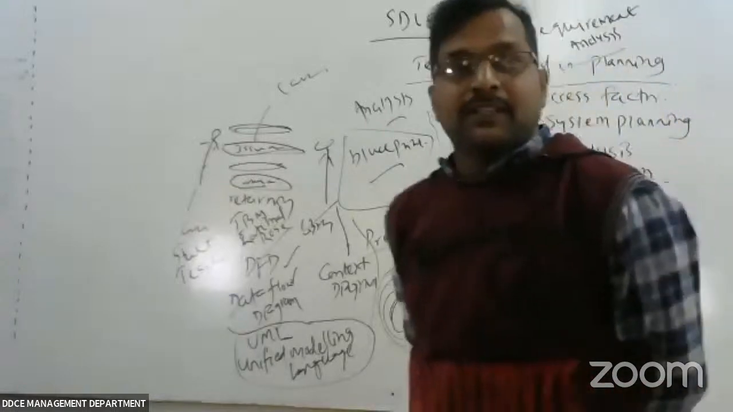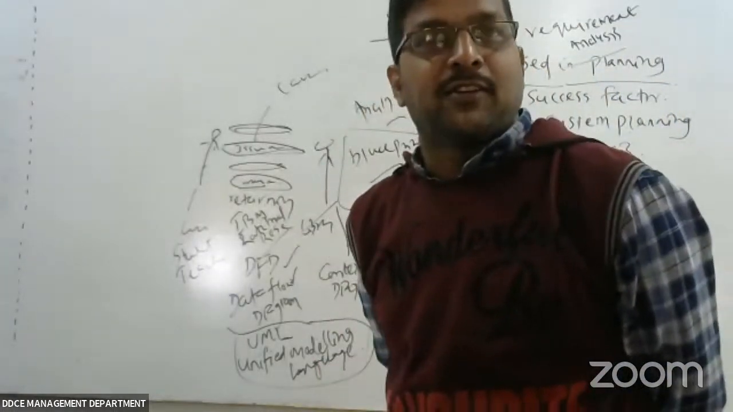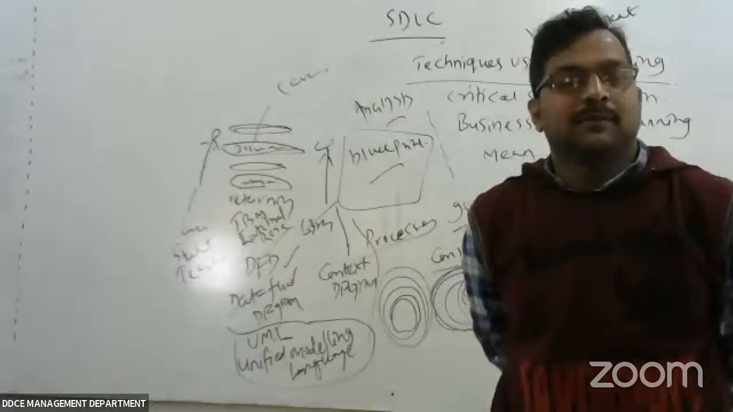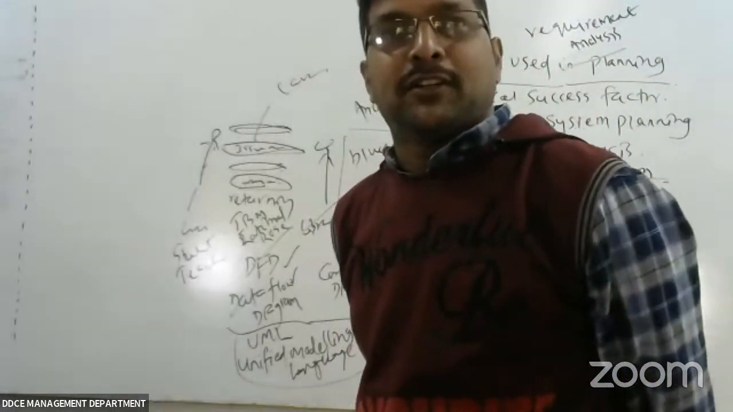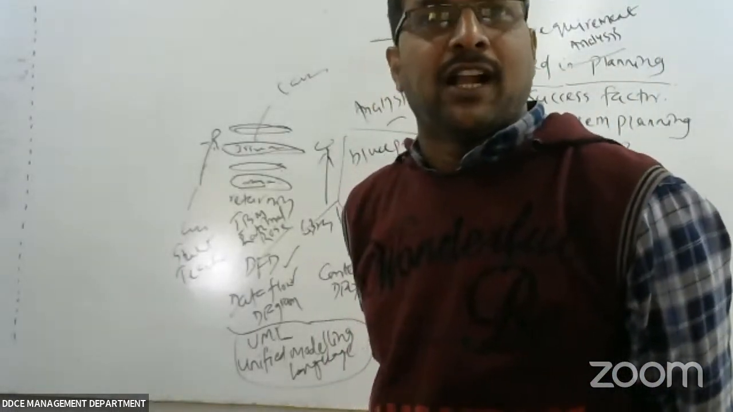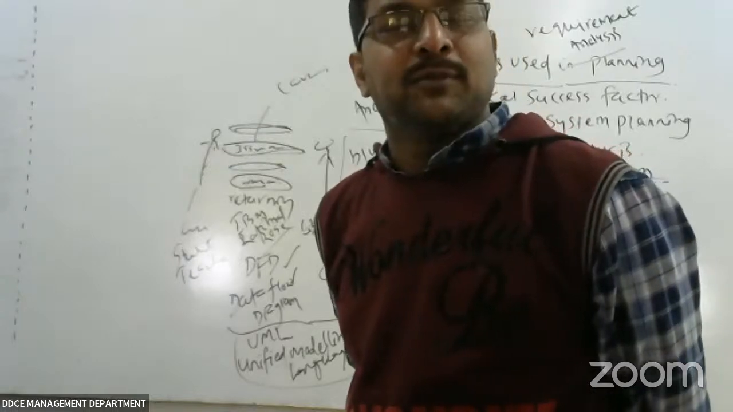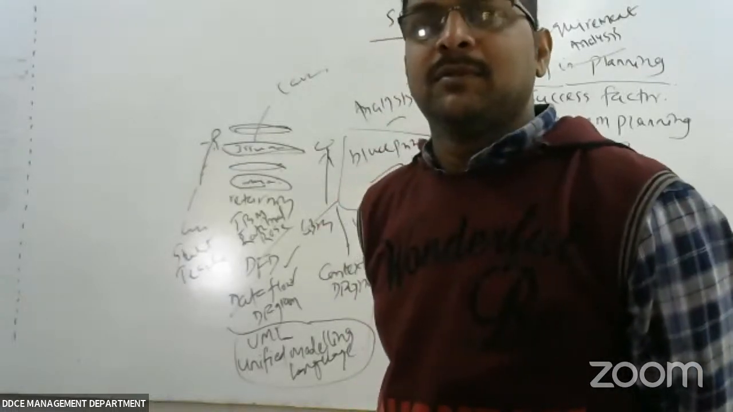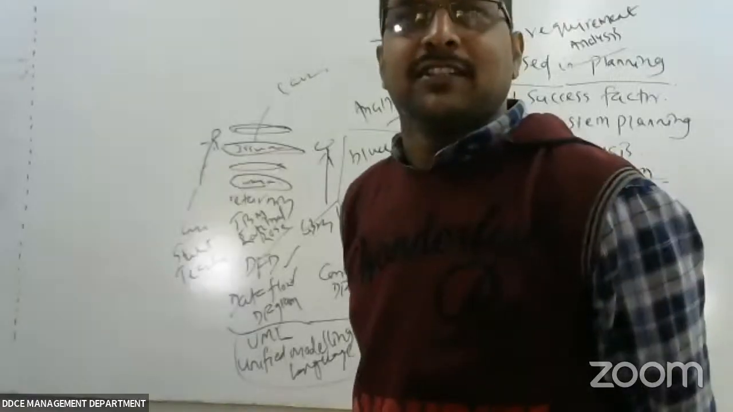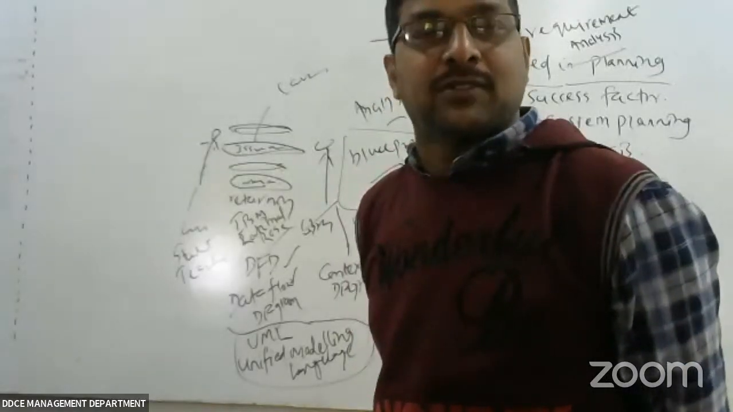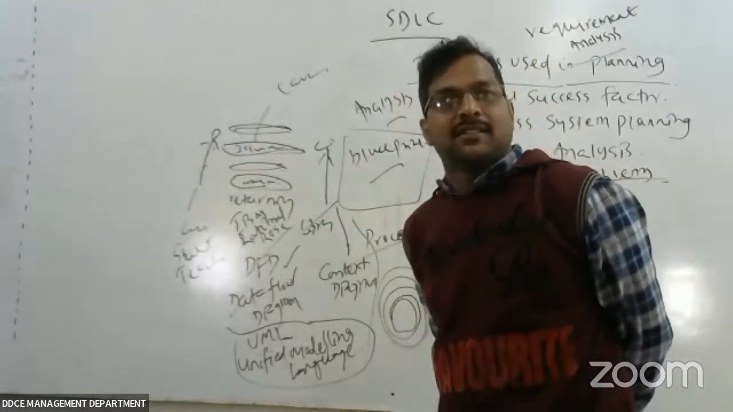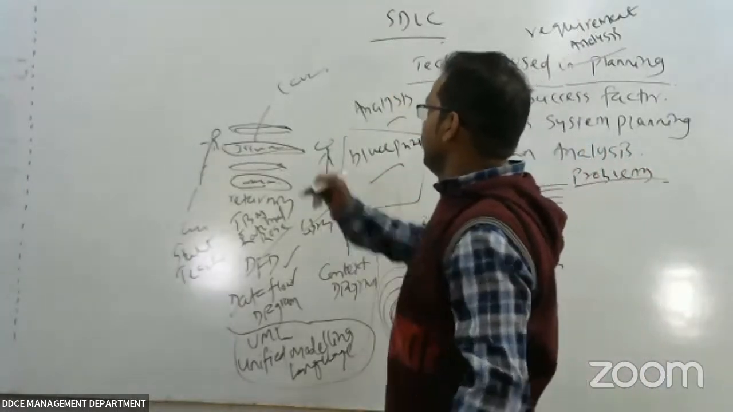IBM full form? IBM is a company, International Business Machines. IBM is the name of the company, like Microsoft, like Oracle. IBM may have the full form, International Business Machines, but that is the name of a company, like Microsoft.